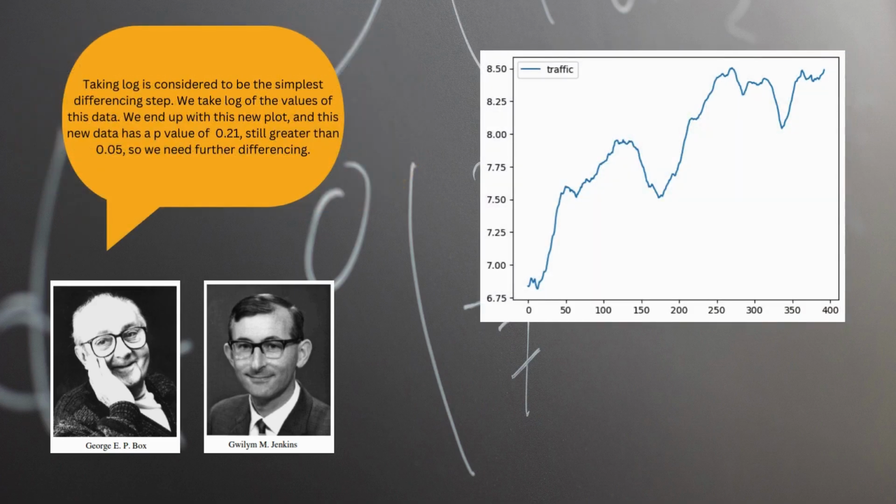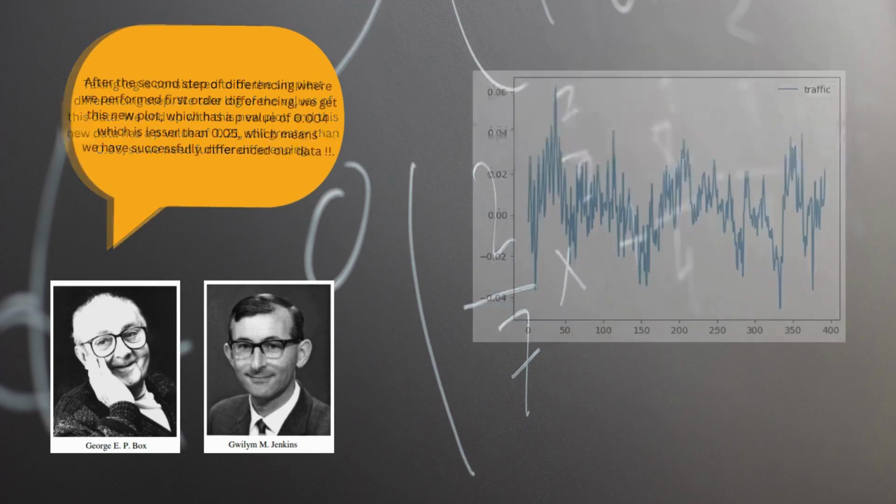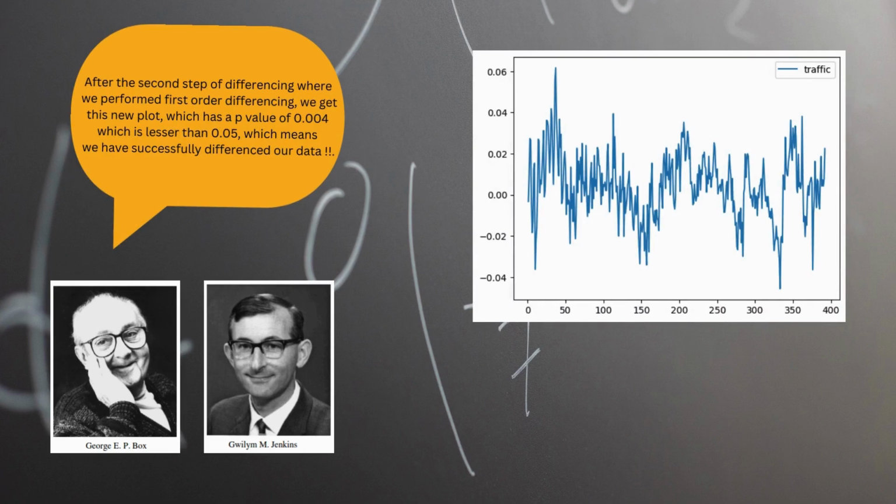After applying the log function on our sample data, we get this new plot. The p-value after applying the ADF test is 0.21, which is still greater than 0.05. So we need further differencing. After the second step of differencing, we perform first order differencing, in which the value of the previous time step is subtracted from the value at the current time step. We get a new plot which has a p-value of 0.04 after applying the ADF test, which is much lesser than 0.05, which means that we have successfully differenced our data.